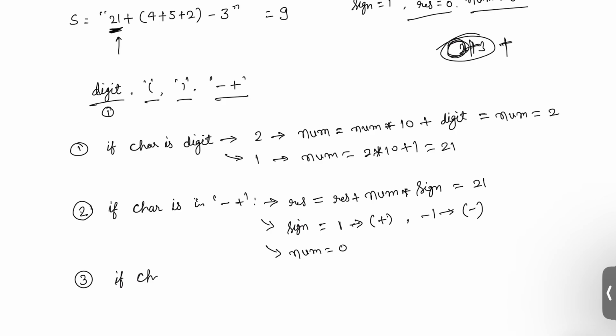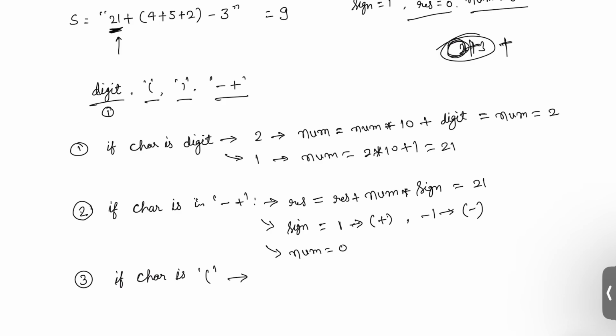If char is this opening bracket. See, now here will be the approach of a stack. Before the opening bracket, we have what we have calculated, result 21, and there is one plus sign. Okay. So what we will do, we will push those items inside this stack.